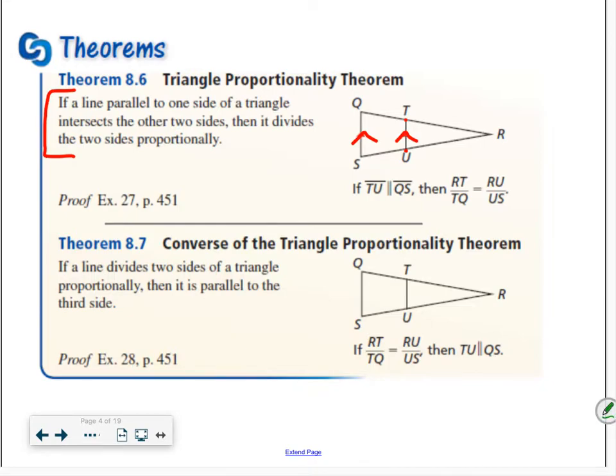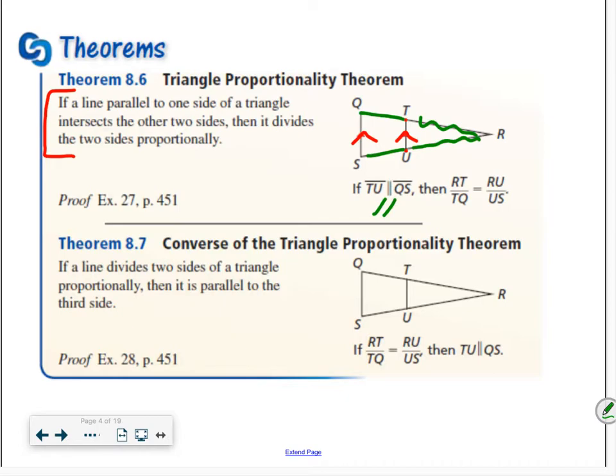So the picture that we have here is telling us if those two sides are parallel, QS and TU, then if I compare side RT to TQ, that should be proportional to side RU compared to US. We've seen something like this in some other pictures we did earlier in the chapter, I believe in section 8.2. But we're now comparing the sides of the triangle.